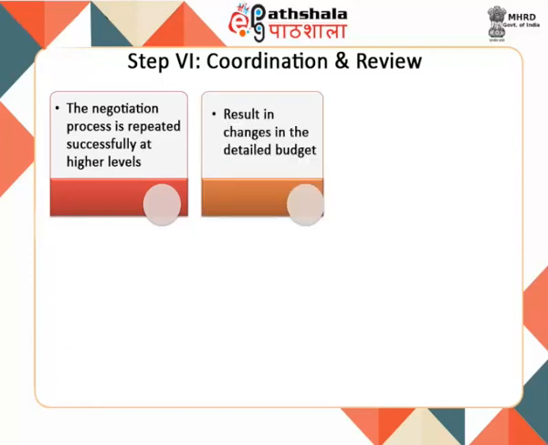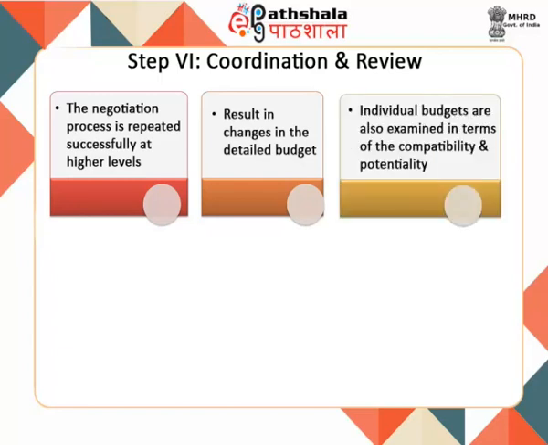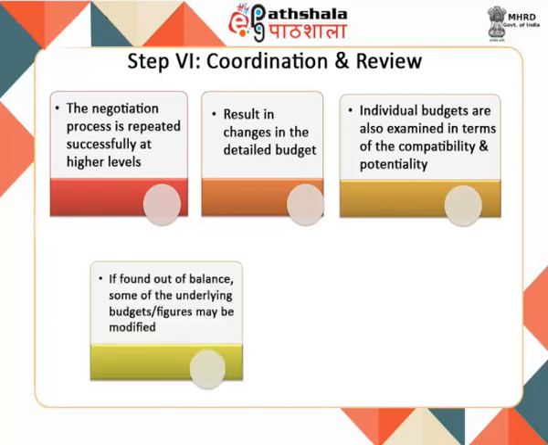Negotiations at higher levels result in changes in the detailed budget that have been agreed to at lower levels as well. As the individual budgets move up in the organization's hierarchy, in the negotiations and review process, they are also examined in terms of compatibility, that is, in relationship to one another, and potentiality, that is, whether in the overall interest of the company. If they are found out of balance, some of the underlying budgets or figures may be modified.